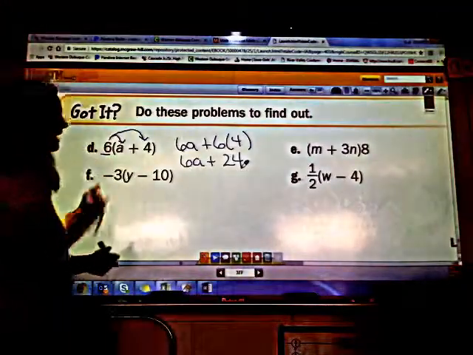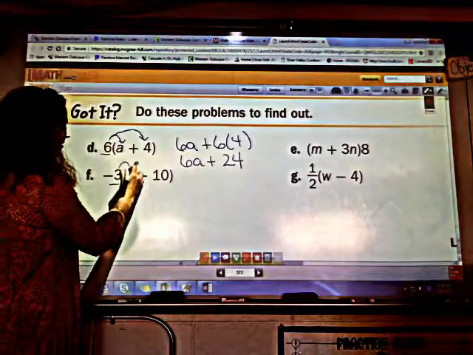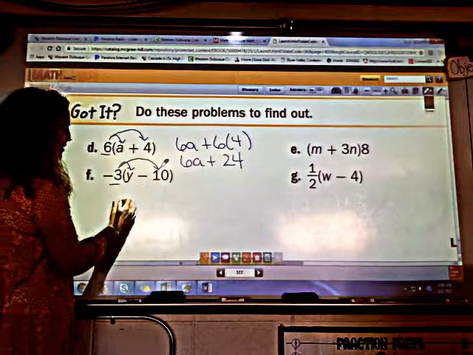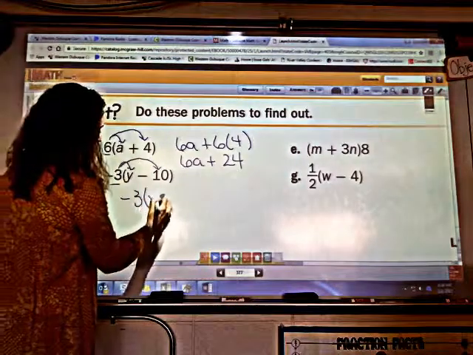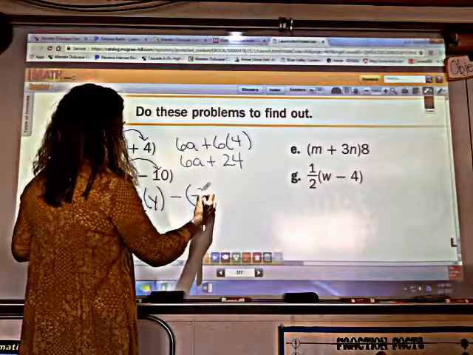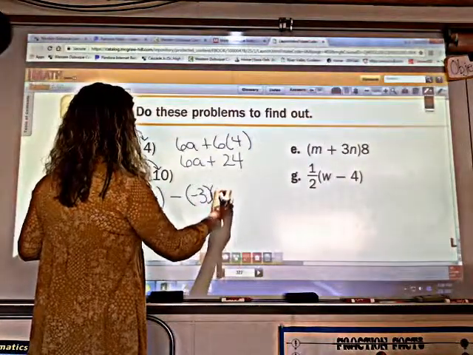If I take a look at letter F, since I'm over here, I'm going to take negative 3 on the outside and distribute it into both terms. Negative 3 times y, minus, and then I'm looking at negative 3 times 10.